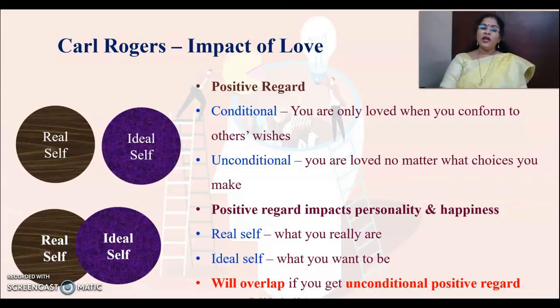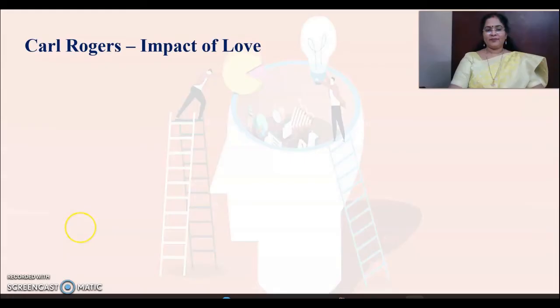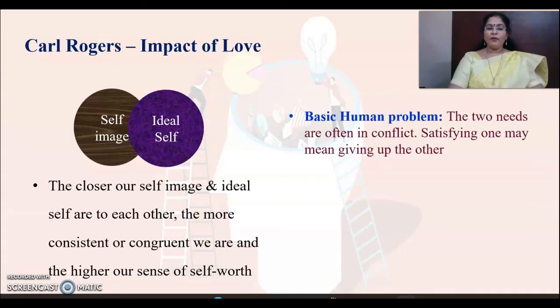In other words, if there is a huge gap between real self and ideal self, that person cannot be called a self-actualized person. According to Carl Rogers, the impact of love: the closer our self image and ideal image are to each other, the more consistent and congruent we are, and the higher is our self worth. So, there should not be any gap between the ideal self and the real self.